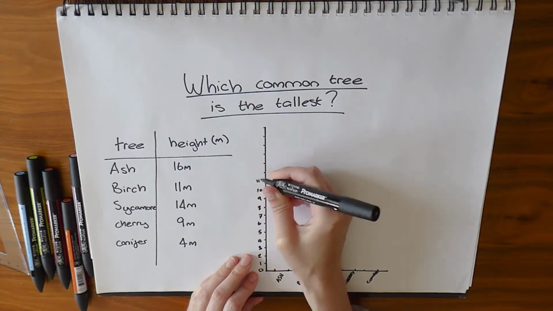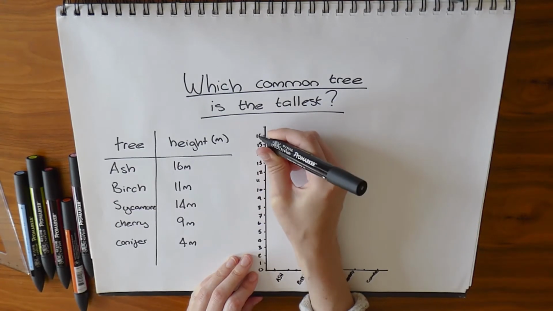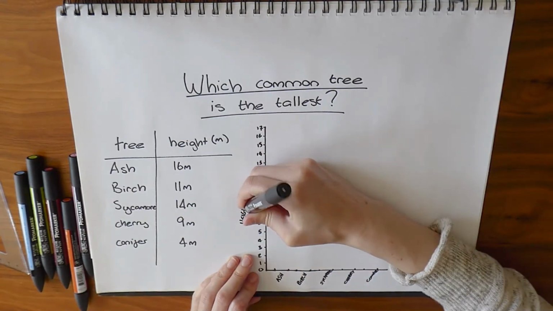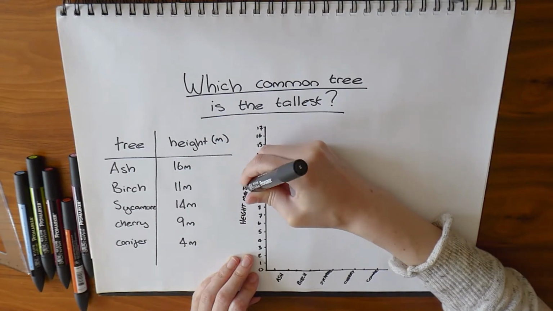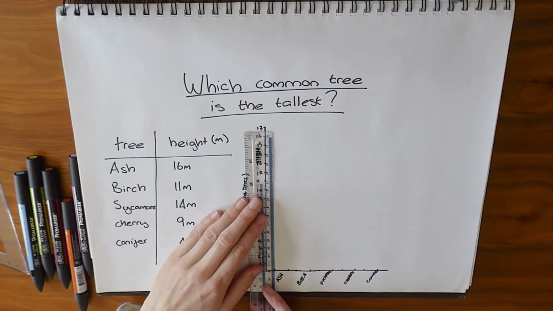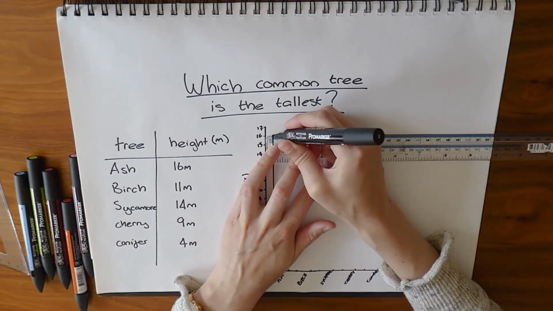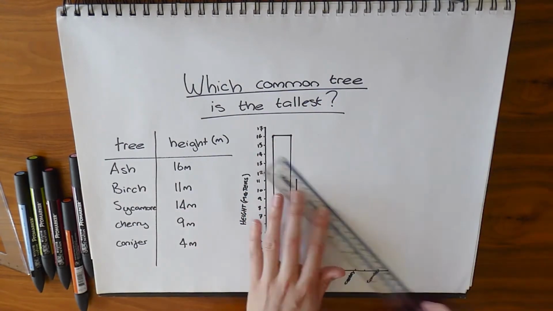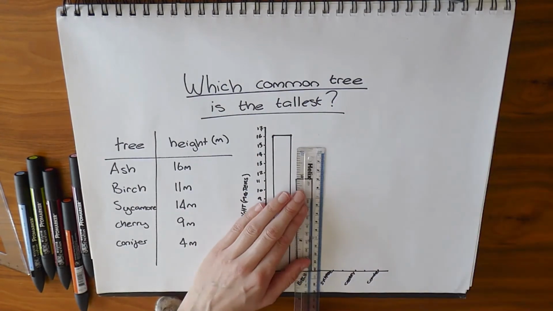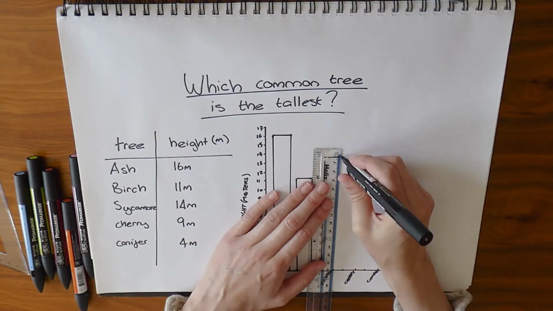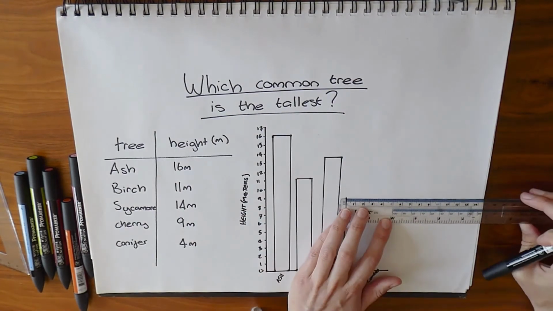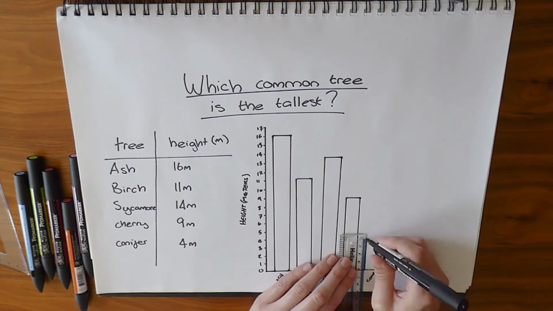This means we're going to have to write a number scale with even increments in between each set. Make sure you label your scales so that everyone who looks at your bar chart immediately knows what you're trying to show. Finally, we need to add in our bars. The bar will take you up to the height that data point should, so the ash bar should go up to 16, birch to 11, sycamore to 14, cherry to 9, and conifer to 4.